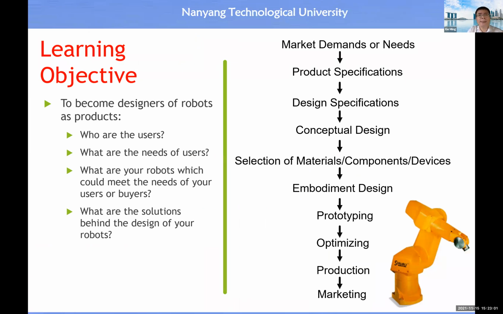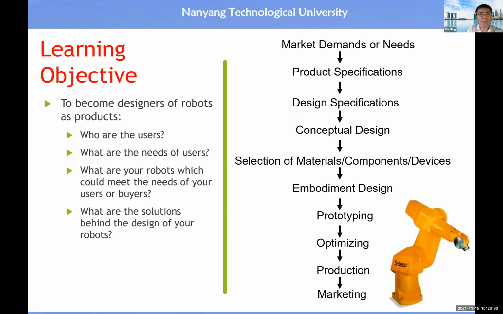Before we enter into the study of today's lecture, let's have a quick review about the learning objective of this course. This slide tells you that the learning objective of this course is for you to become a designer of a robot as a product. In general, as a designer, you may have at least 4 questions in mind.